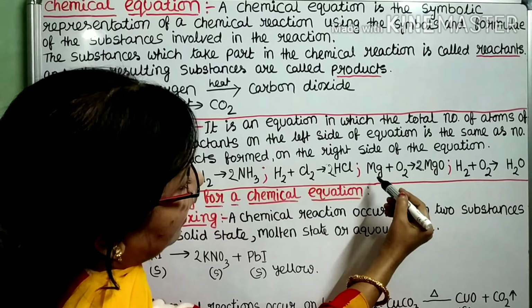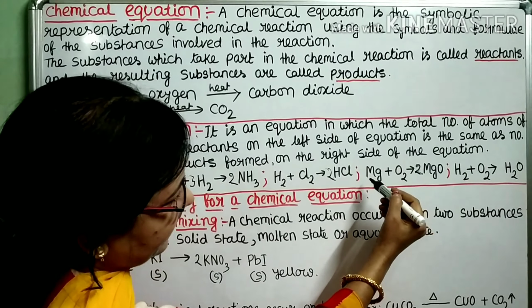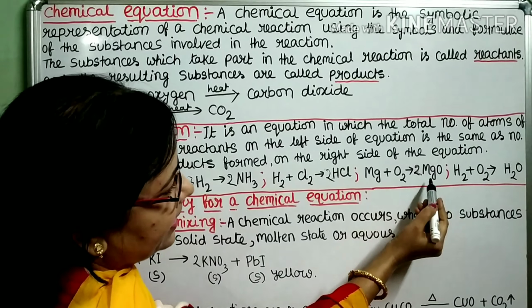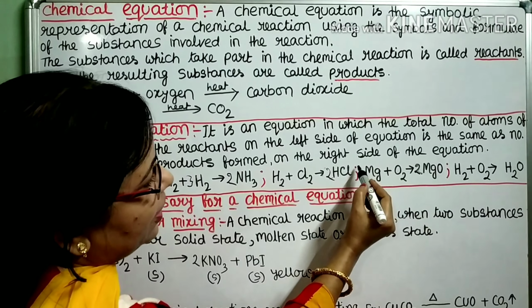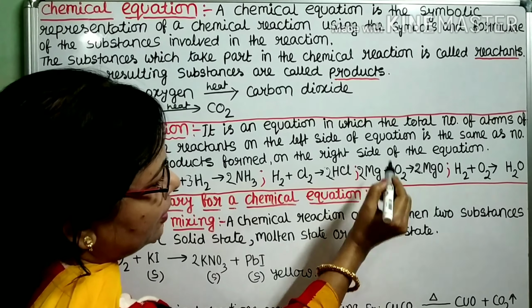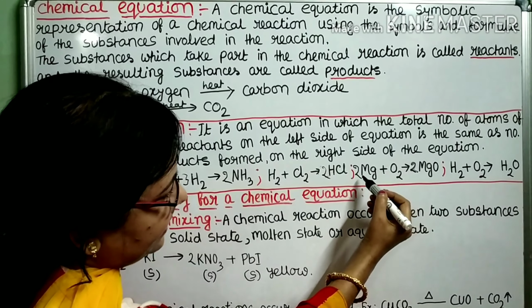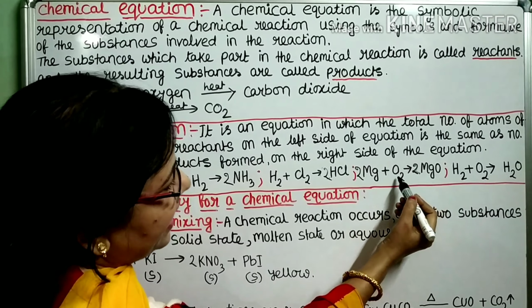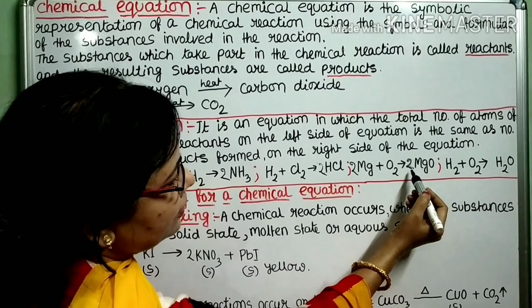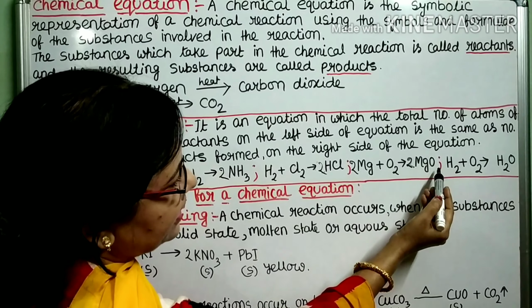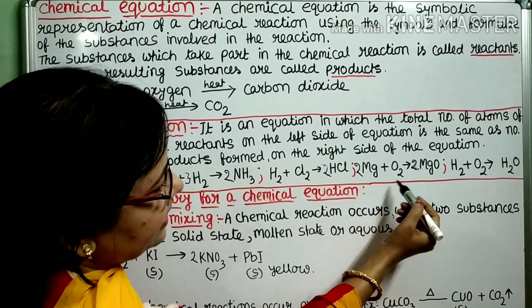Now, magnesium on the left side: 1 magnesium atom. On the right side: 2 magnesium atoms. So I am writing 2 here also. Now see the equation. On the left side there are 2 magnesium atoms and 2 oxygen atoms. On the right side also there are 2 magnesium atoms and 2 oxygen atoms. So it is also a balanced equation.